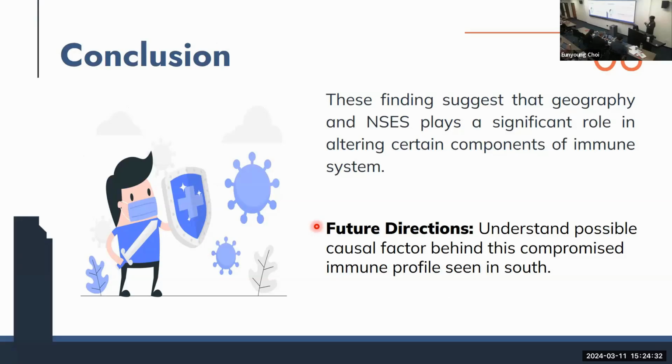So our future direction is that we will consider other possible causal factors like air pollution and heat, to see if they could be behind this compromised immune profile. And we also want to consider the length of stay of each participant within their neighborhood, so that we could understand the temporal impact of this geographic location on their immune system.